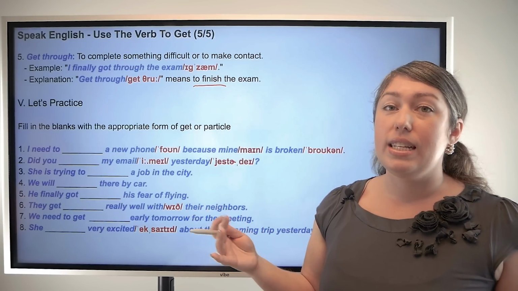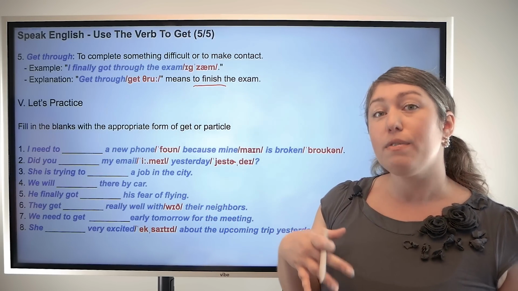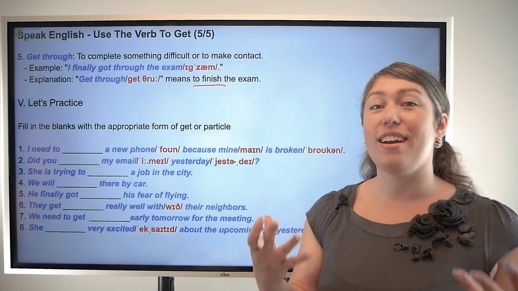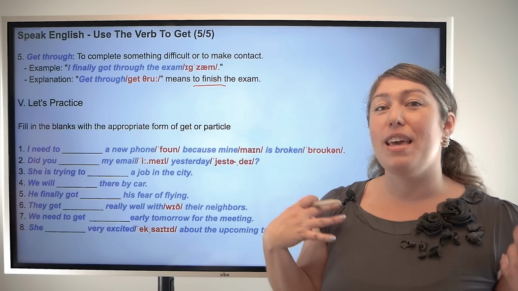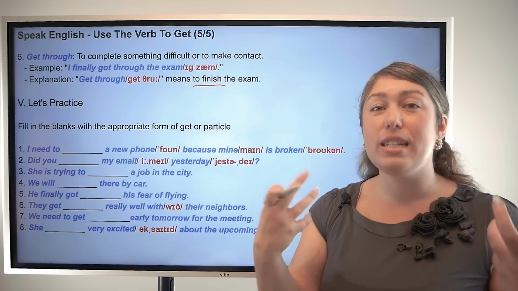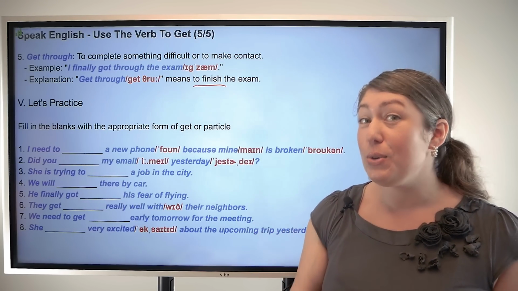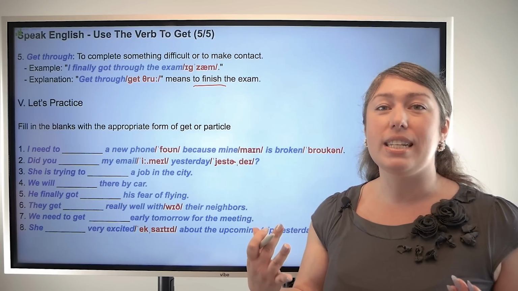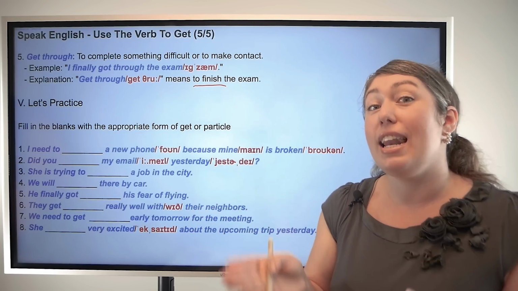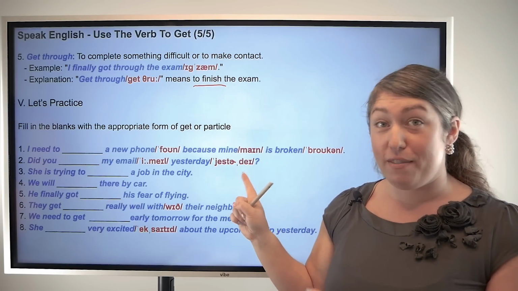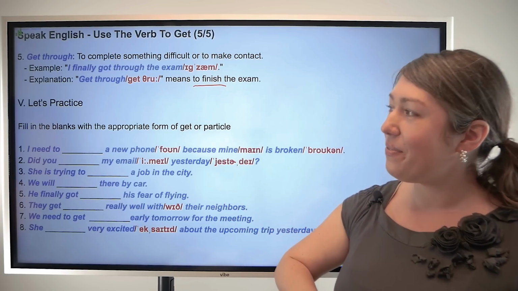We can also use this in a bit more abstract sense. For example, parents may have a hard time communicating with their teenage children, and if they want to have better, deeper communication and make sure that they are being listened to and respected, then you will hear people say that parents have a hard time getting through to their teenage children. Now that we've covered to get, let's practice.